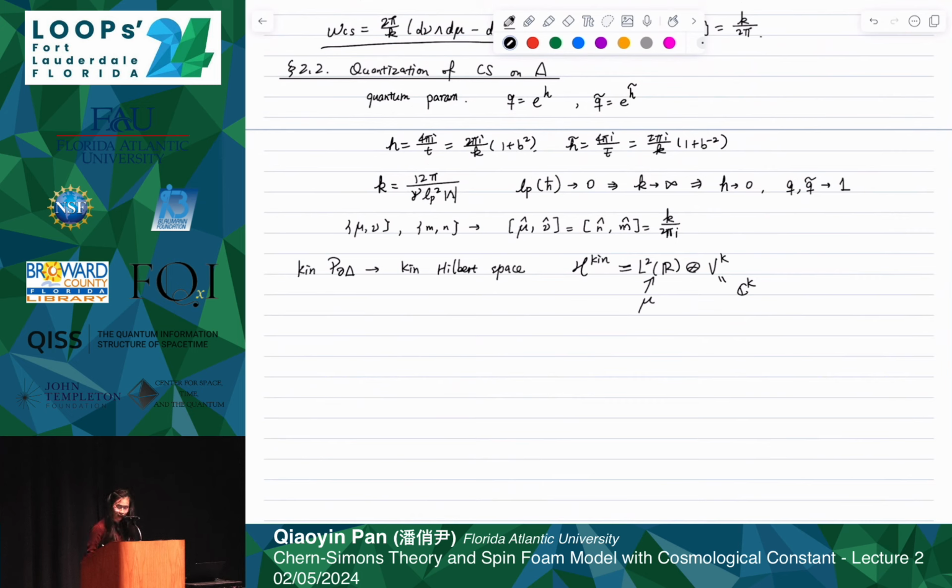And also, this Hilbert space has an inner product. We define the inner product for any functions f and g as the integral over the parameter mu and the sum over m, which takes values in Z mod k, of f bar times g, where f and g are functions of mu and m. They are functions in the kinematical Hilbert space, and this is the inner product associated to this Hilbert space.